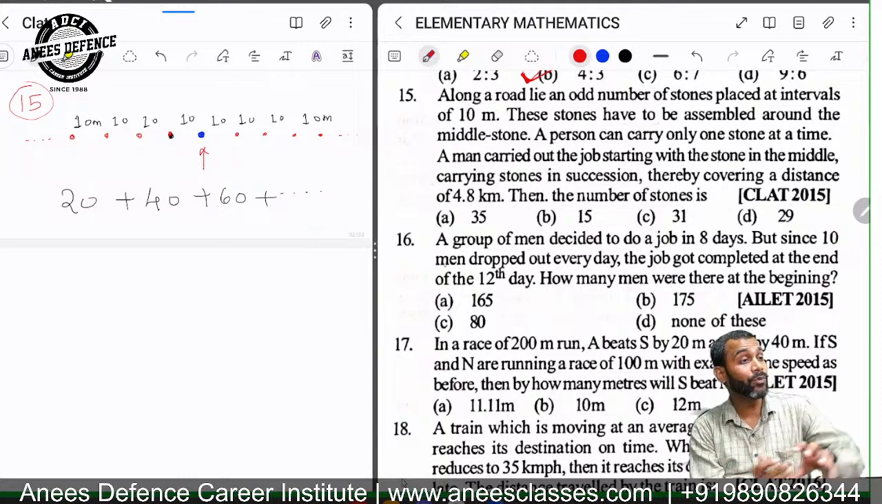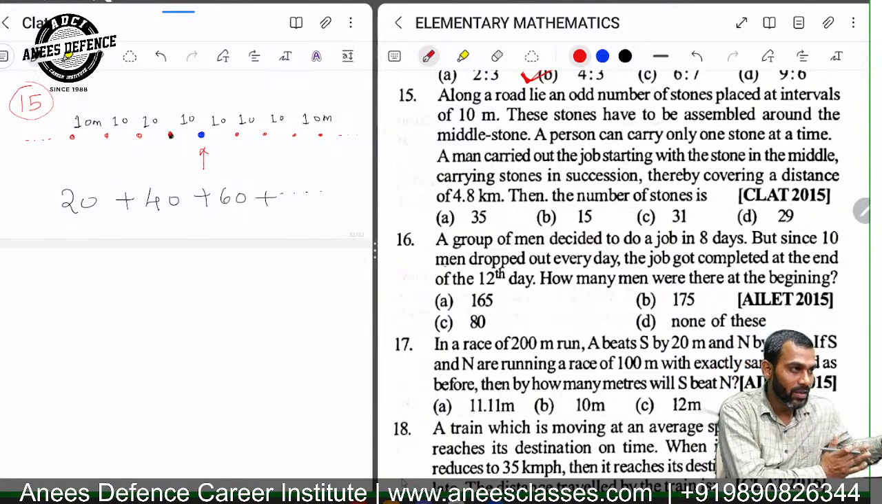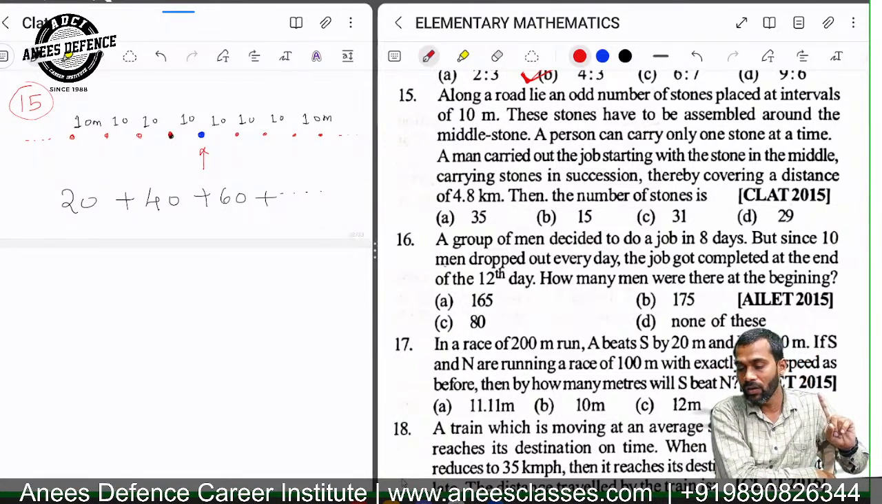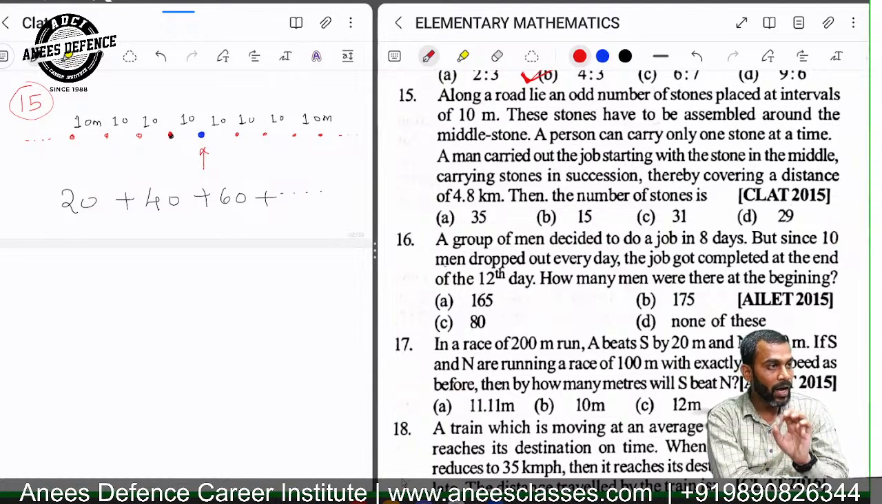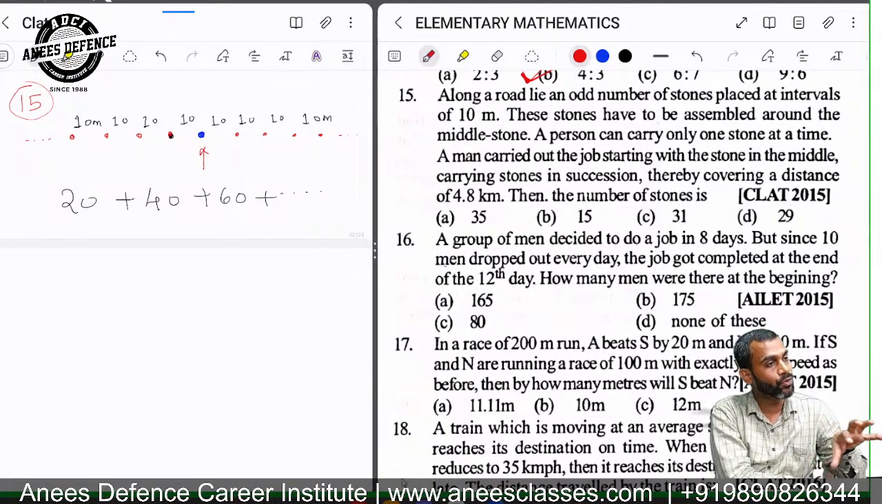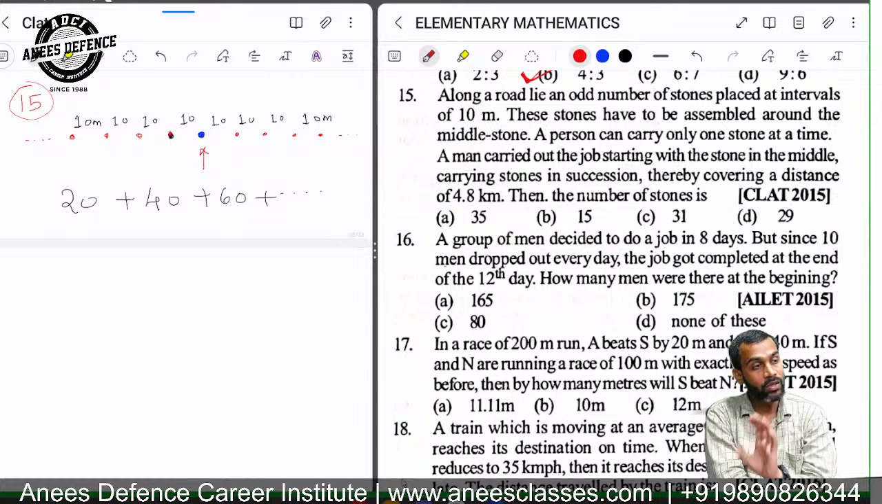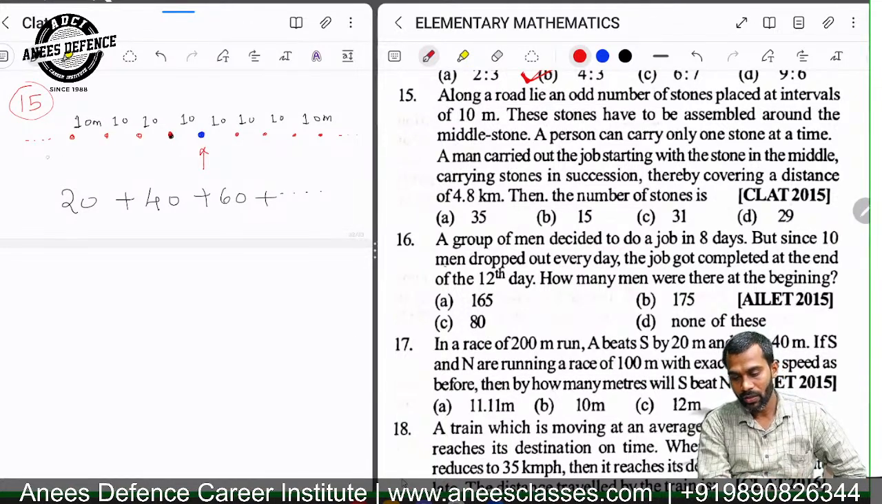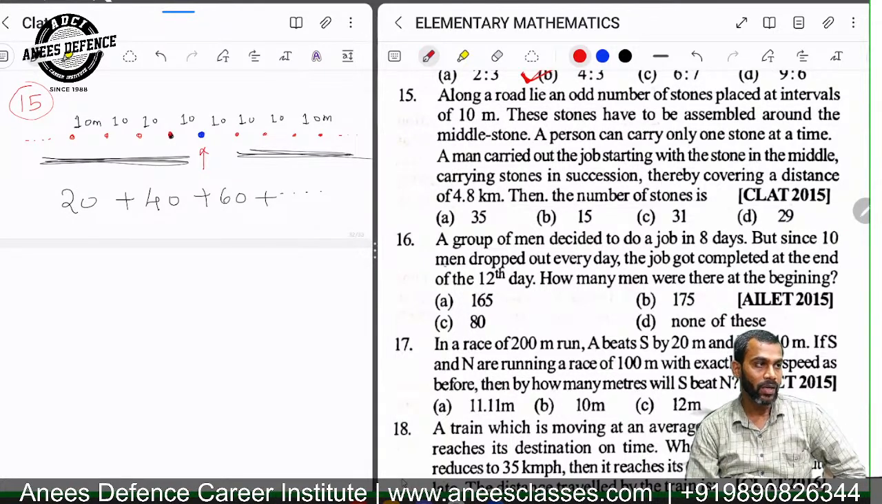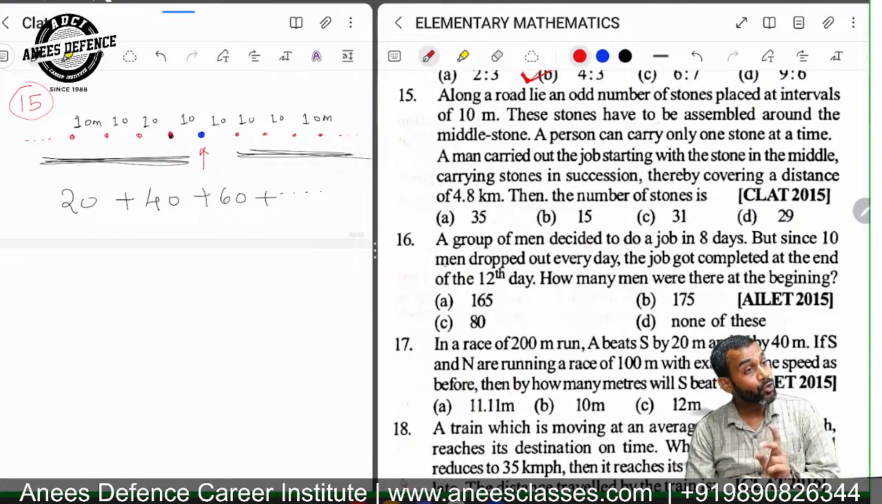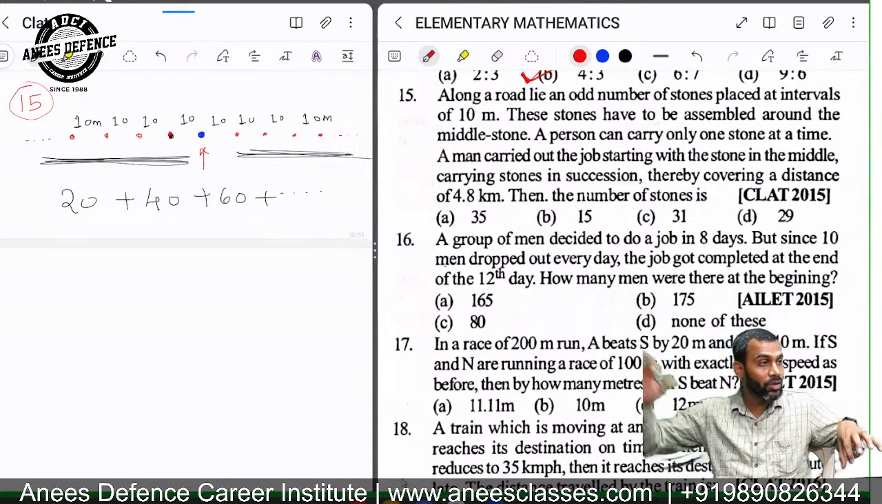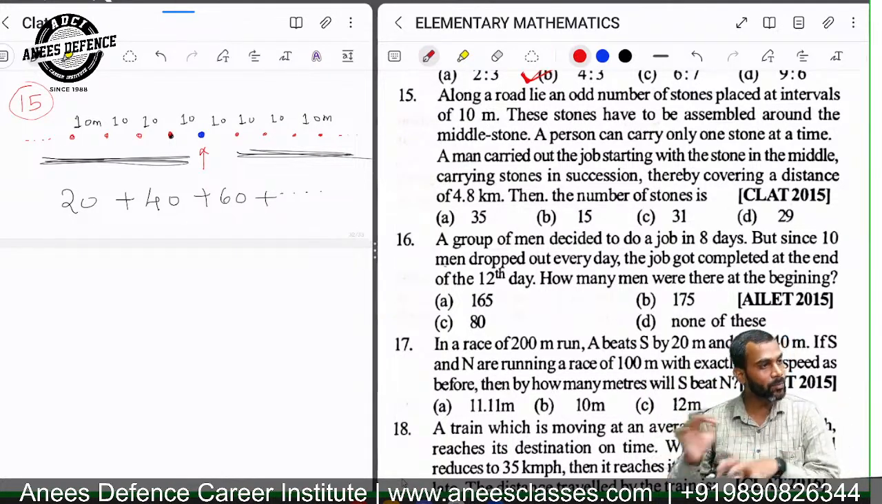Suppose n number of stones are there in the first half. I have not counted the middle one. I am just trying to find out the total number of stones which are kept on the left of the middle stone. So suppose n stones are here and n stones are here. So what would be the total number of stones? 2n plus 1. Because n on the left, n on the right, and the middle one.